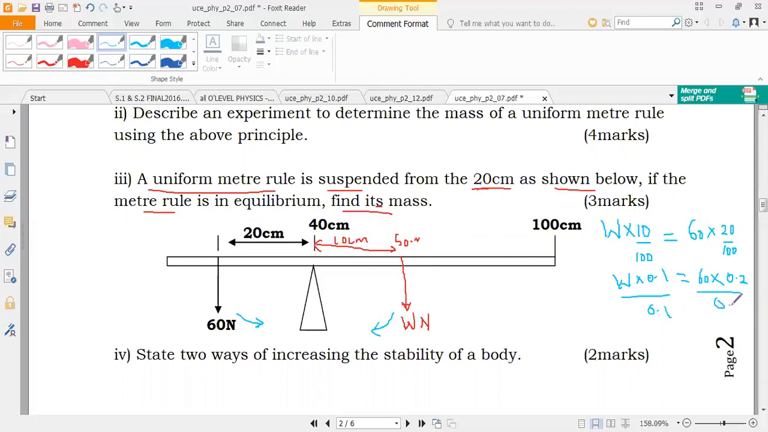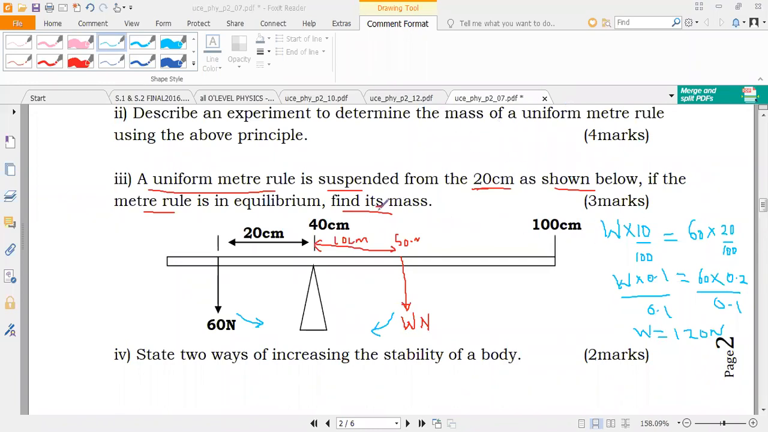Divide by 0.1 on both sides, and we shall end up having 60 times 0.2 divided by 0.1. I think the answer is 120. So we shall end up having the weight as equivalent to 120 newtons.